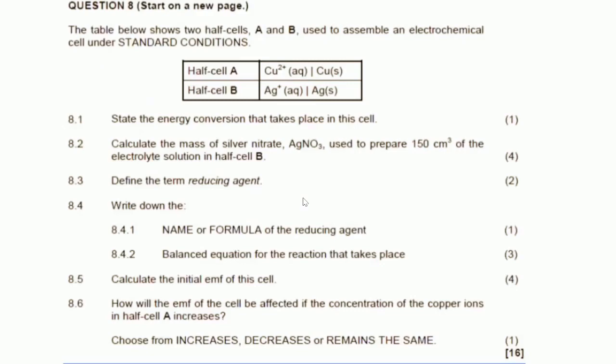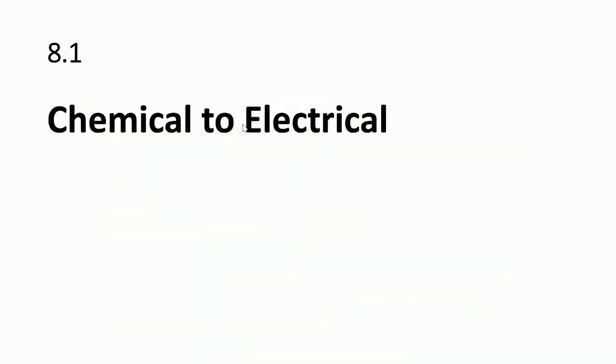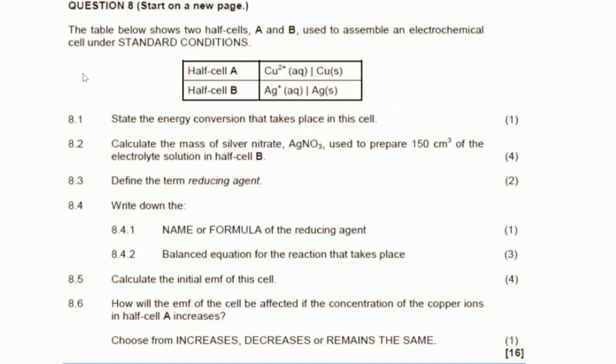Now, question 8 says the table below shows 2 half cells, A and B, used to assemble an electrochemical cell under standard conditions. Then 8.1 says, state the energy conversion that takes place in this cell. What is the energy conversion that takes place in a galvanic cell? We already know it's chemical to electrical energy, right? Because this one does not make use of a power source. So it's taking that chemical energy to electrical energy.